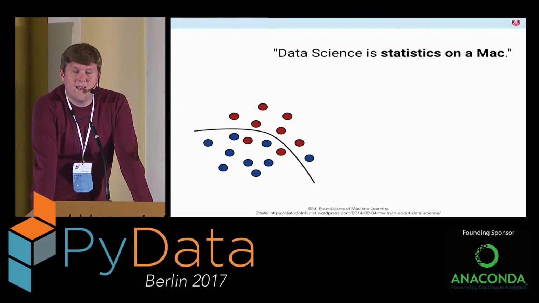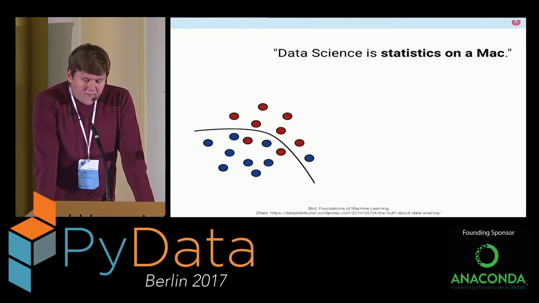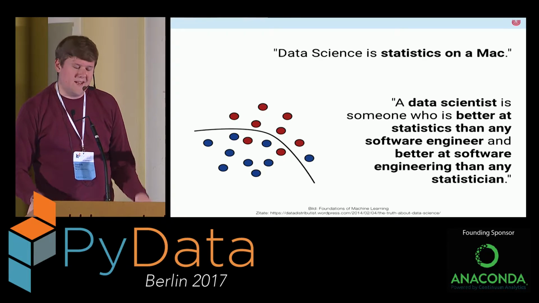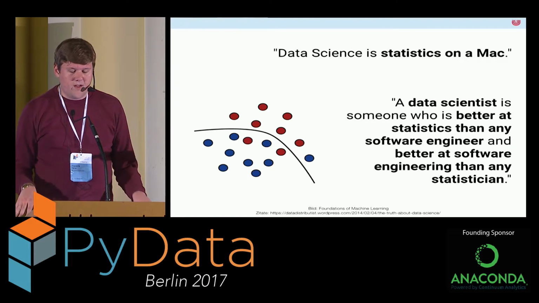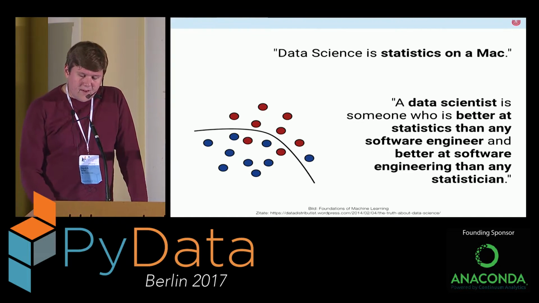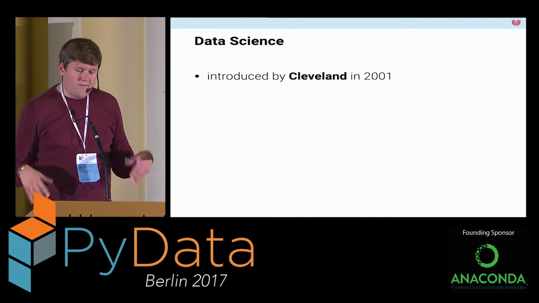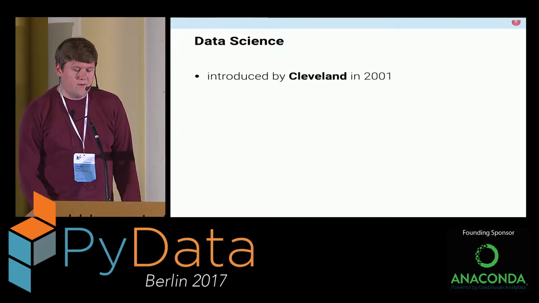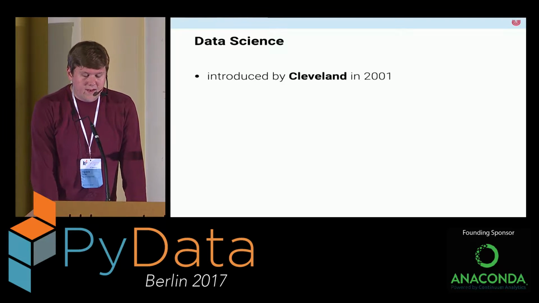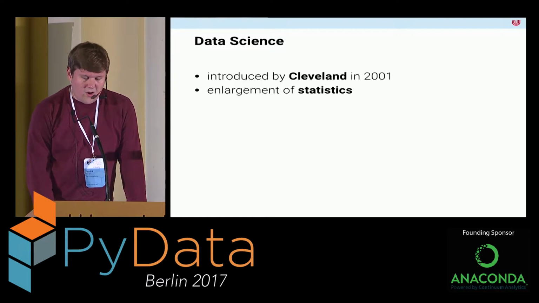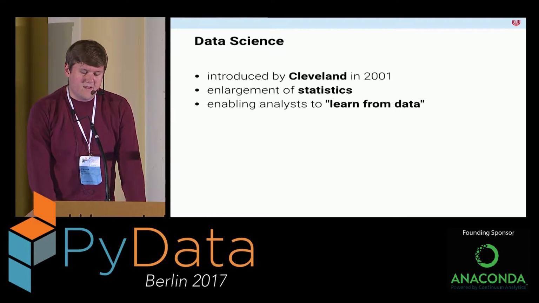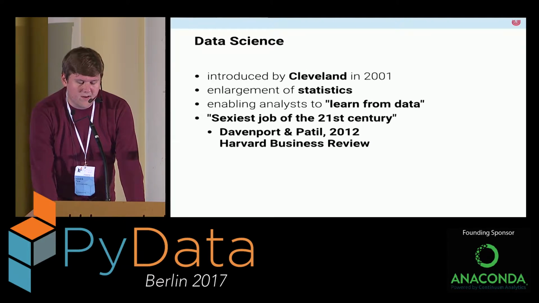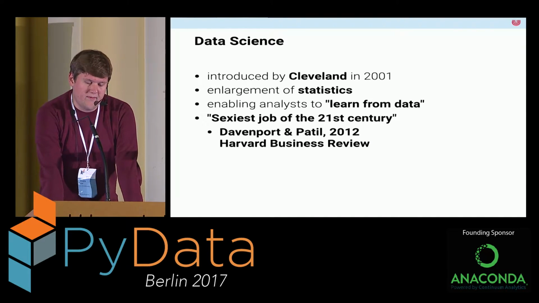You've probably heard that data science is just statistics on a Mac. But I do like the definition that a data scientist is someone who's better at statistics than any software engineer and better at software engineering than any statistician. That's the definition I'm going with. Just a quick overview: in the academic world, there's already a publication in 2001 by Cleveland on data science, and he saw it as an enlargement of statistics. The important thing about data science is this learning from data. And you've probably also seen it called the sexiest job of the 21st century.